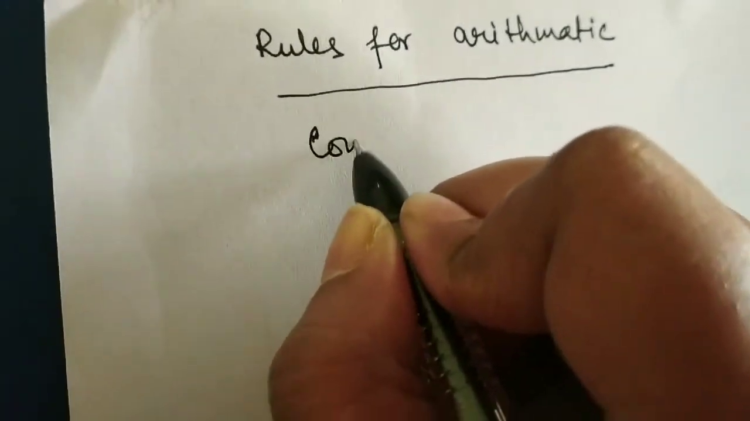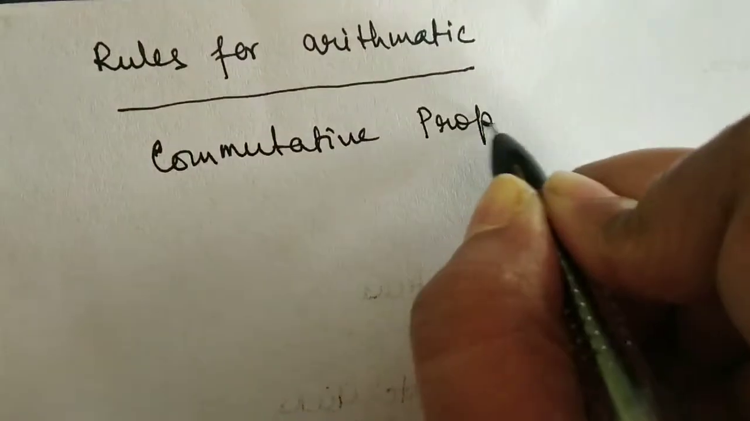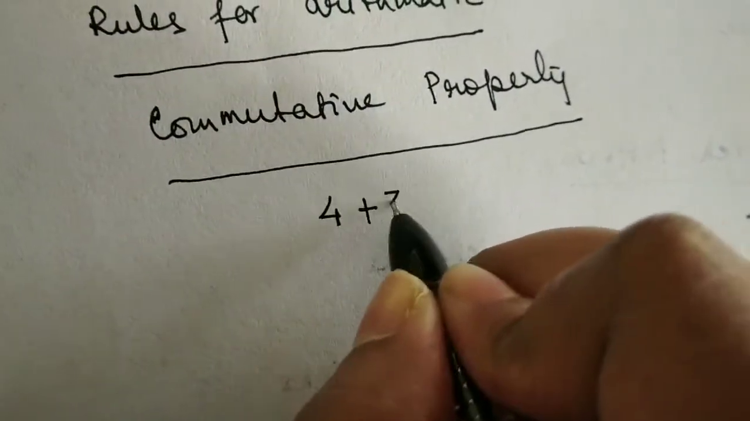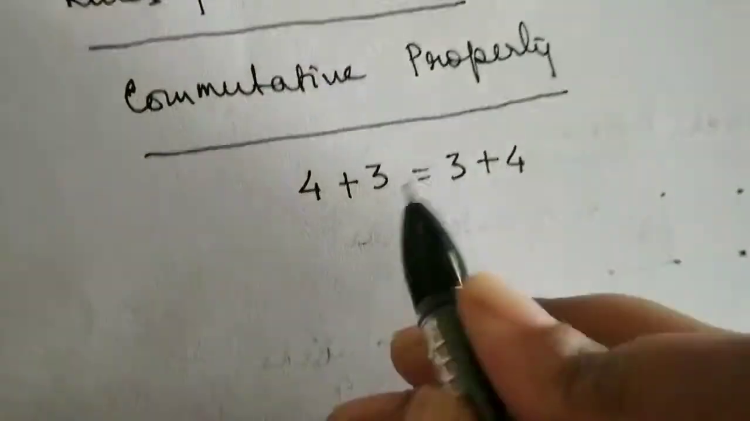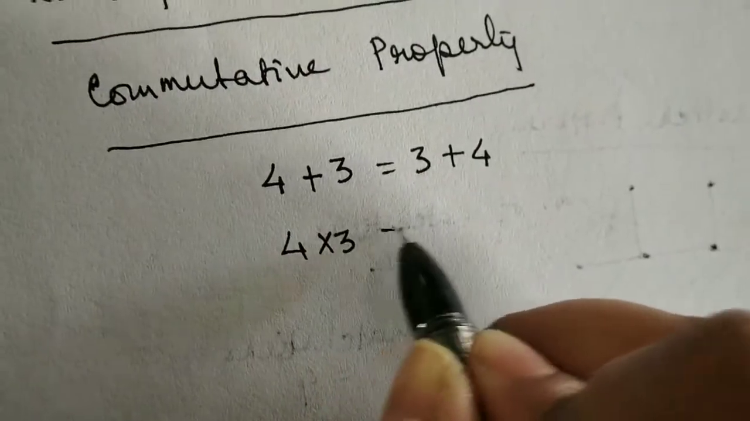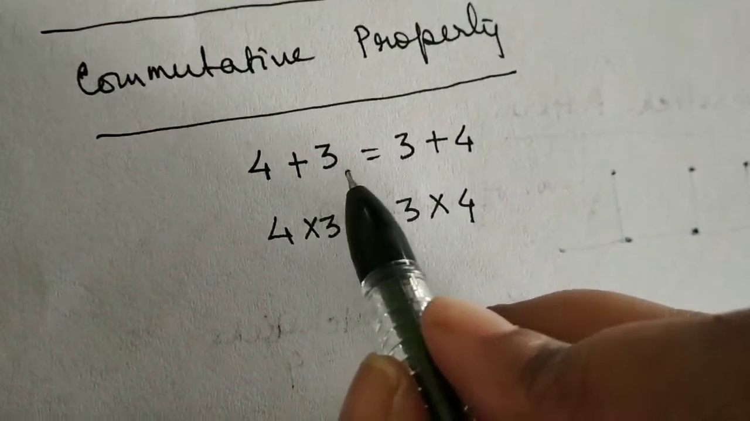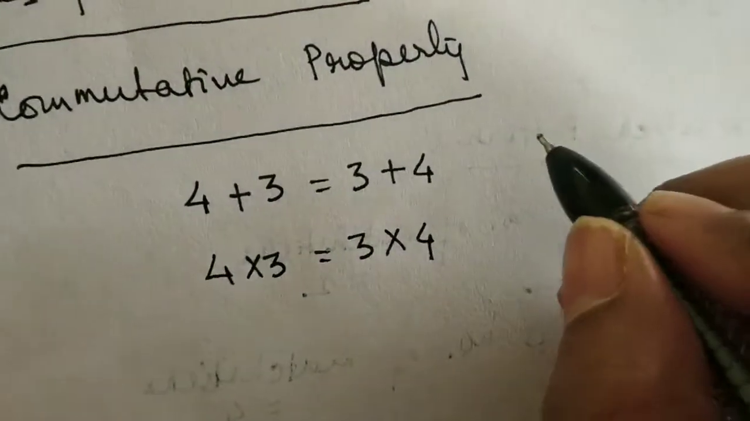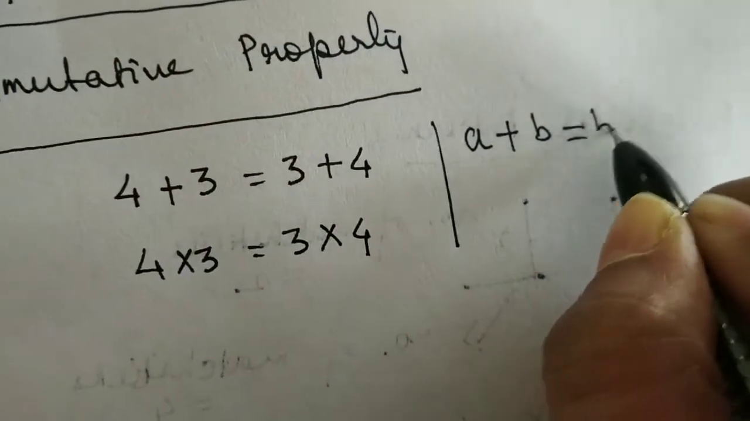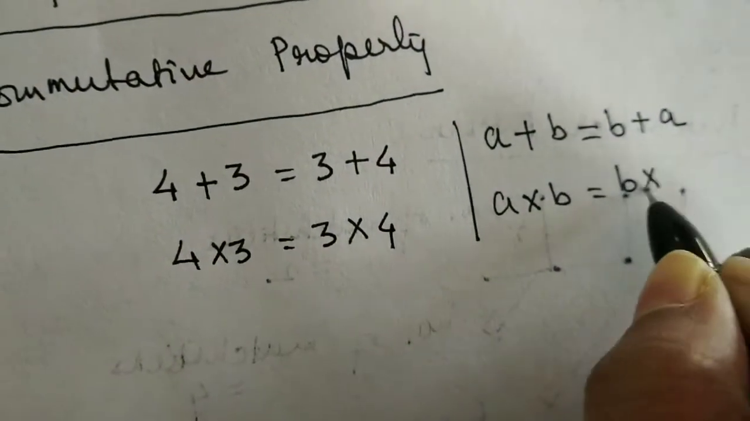Now rules for arithmetic. First is commutative property. Commutative property is when you can arrange the numbers in any order. Like 4 plus 3 is equal to 3 plus 4, or 4 into 3 is equal to 3 into 4. So this is called commutative property. So here we can arrange the numbers in any order. If you write this with variables, we can write a plus b is equal to b plus a, or a into b is equal to b into a.